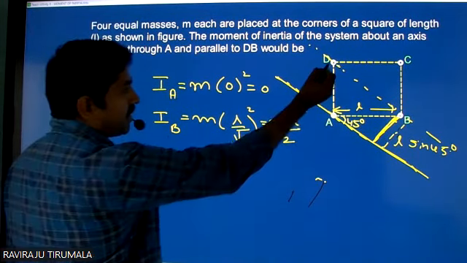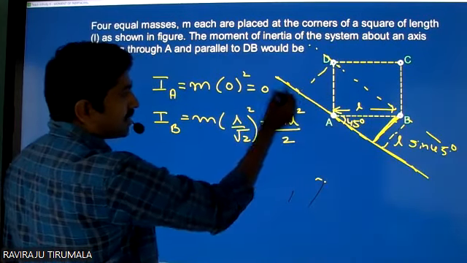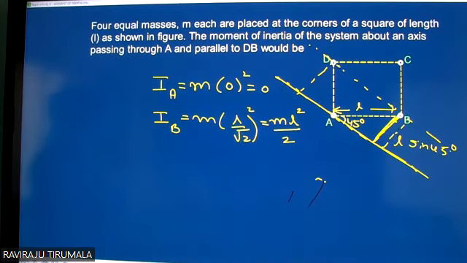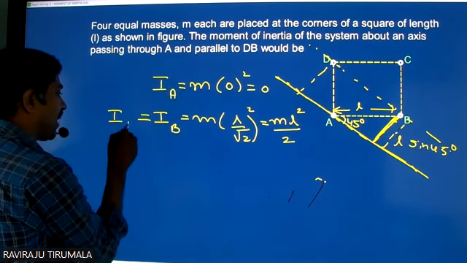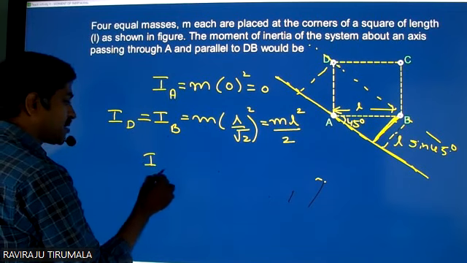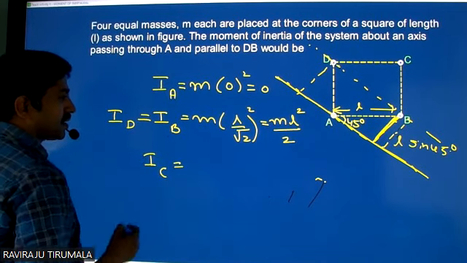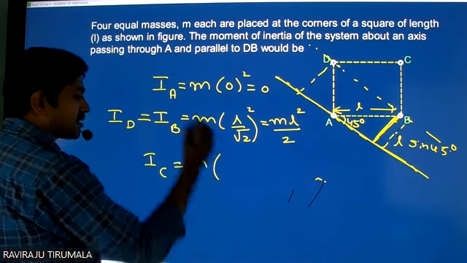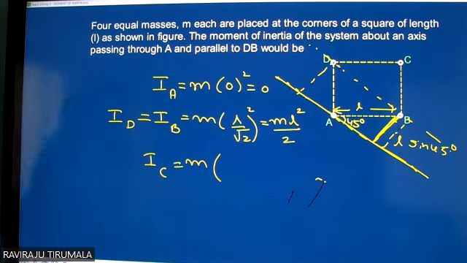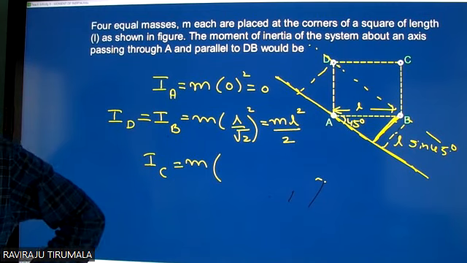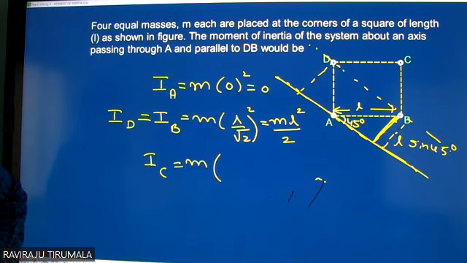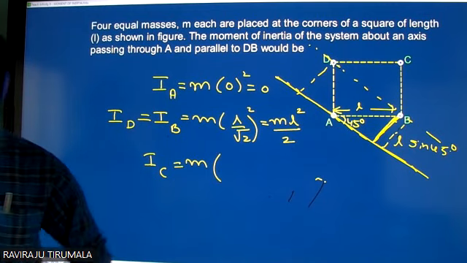And of course, if you see the particle D, that is also at the same distance, na? So the same equation you can write also for particle D. And the remaining one is particle C, na? Now you tell what is the perpendicular distance between particle C and the line?